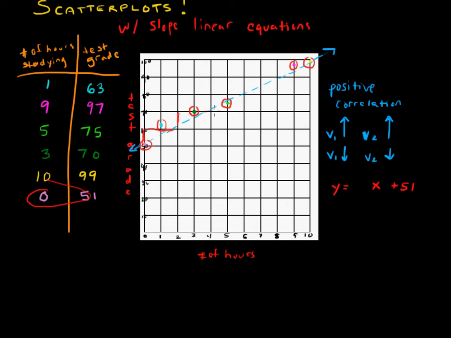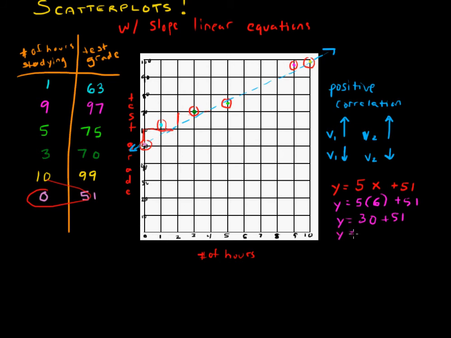And let's just test that out real quick. What if I want to predict what I would make if I spent, I don't know, 6 hours studying? Well, I would plug in 6 for x, because x represents how many hours I study. That's 30 plus 51. So if I spent 6 hours studying for what is probably the toughest test in the world, that would be an 81. I can predict that I would make an 81.